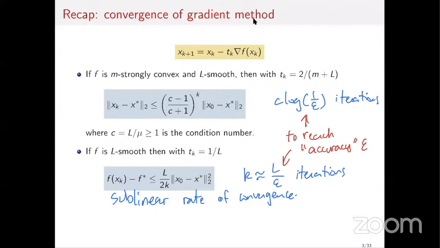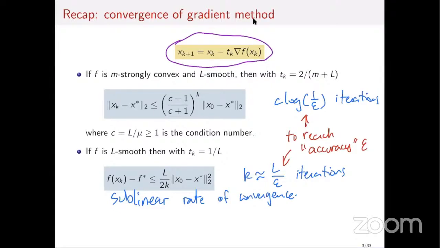So okay, today, as I mentioned, what I want to talk about are these fast gradient methods. What we will see is that if you modify the iteration rule of the gradient method, a very simple change to it, you can actually gain quite a lot.